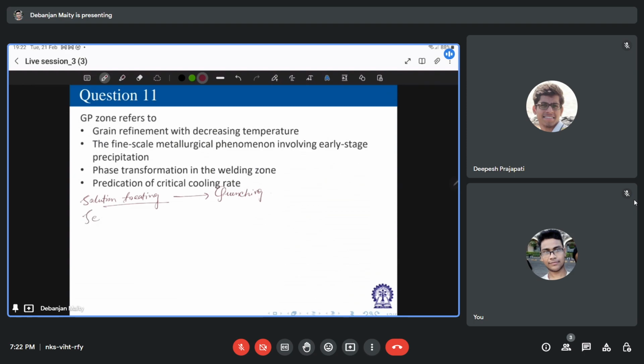Whatever the second phase is, it is always soluble in solid solution at elevated temperature. And then when you quench it and age at a lower temperature, it ends up with some precipitate formation.